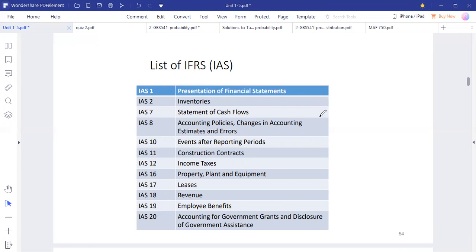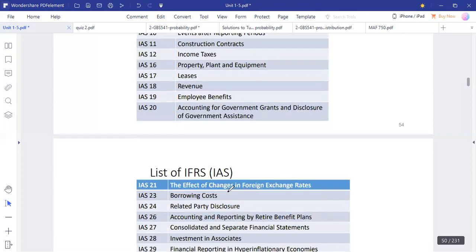There's IAS 10, which looks at events after reporting periods. How do you report such? The construction sector also has its financial reporting standard, which is IAS 11. Income tax is IAS 12. There are also other regulatory frameworks that govern taxes. Plant and equipment, 16. 17, leases. 18, revenue. 19, employee benefits. 20, we're looking at accounting for government grants and disclosure of government assistance.